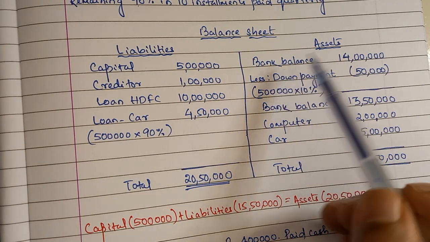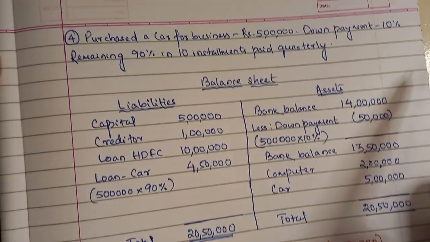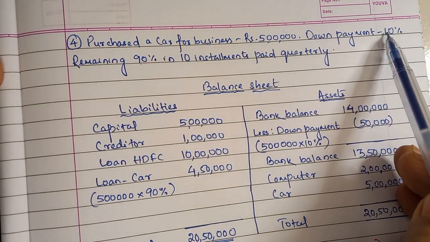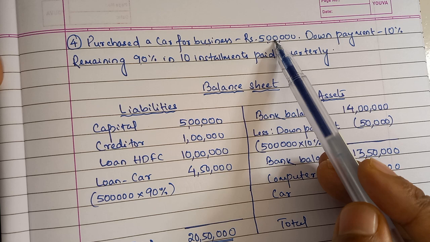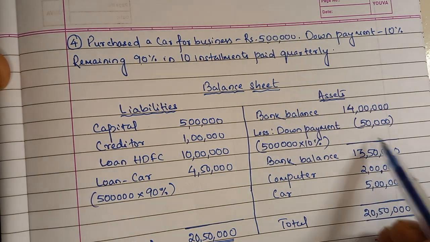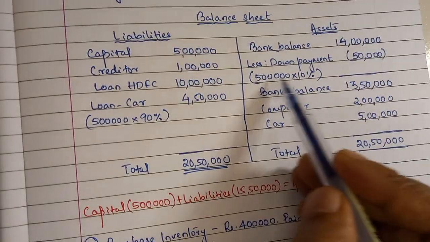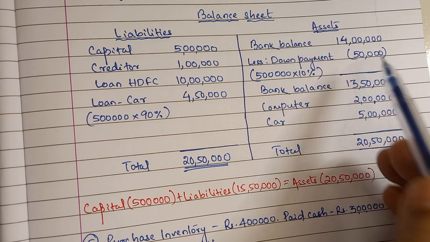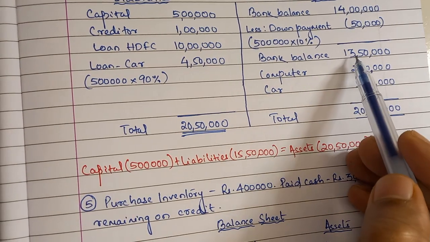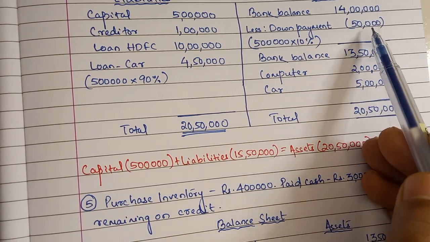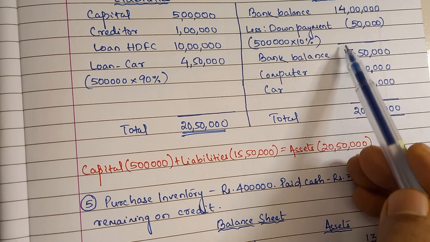Now, down payment, you are paying how much? 10%, right? Down payment is 10%. 10% of what? 5 lakh is the car value. 10% of 5 lakh is 50,000 rupees, correct? So you are paying 50,000 rupees. So the bank balance is 13 lakh 50,000 after paying 50,000. This is the net balance, right?